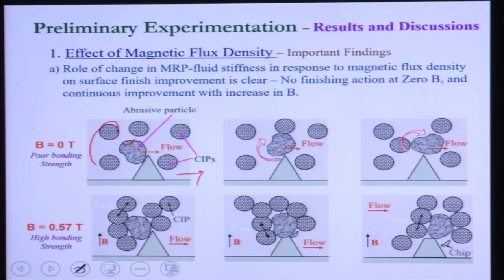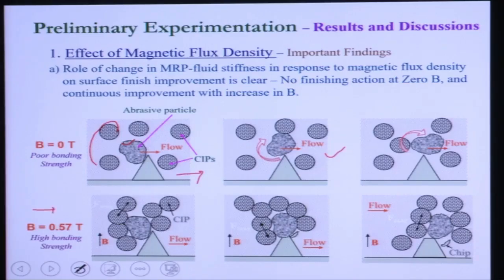As the flow is there, this abrasive particle will try to rotate, as shown in the second picture. In the third picture you can see this abrasive particle crosses the roughness peak without cutting anything from it. It just rotates and then crosses the roughness peak. Because there is no bonding strength to the abrasive particles from surrounding CIP chains, no cutting is possible without application of magnetic field.